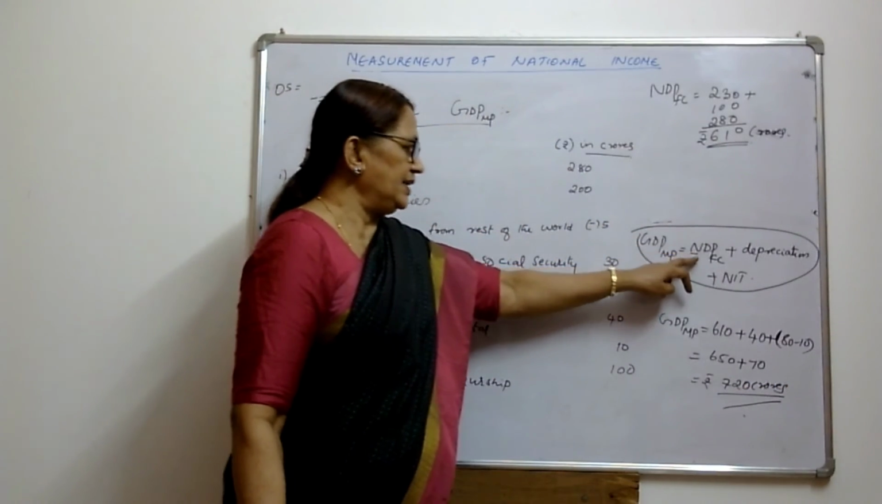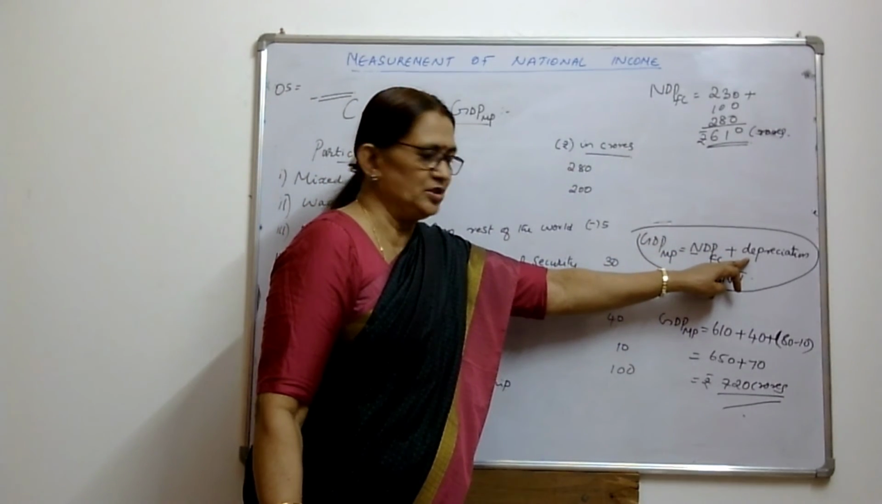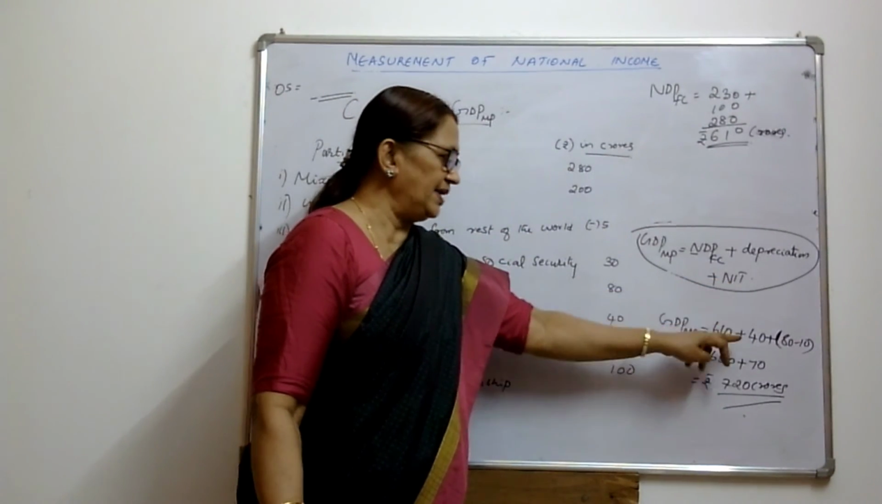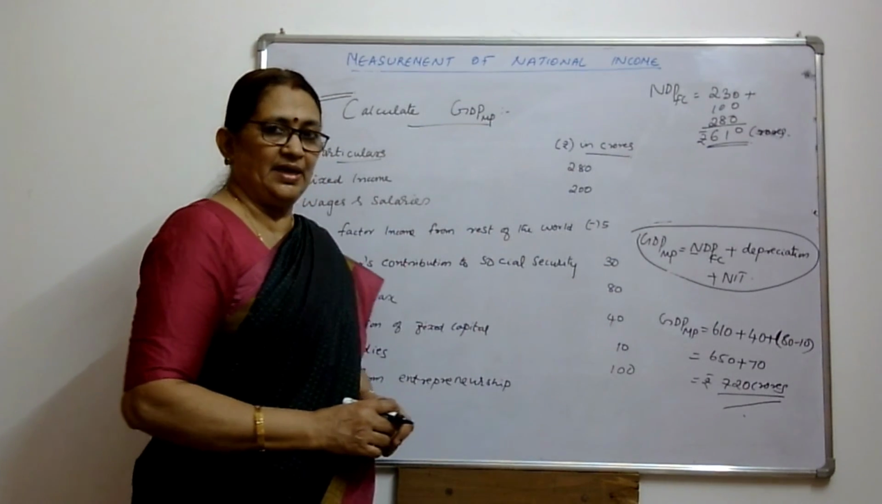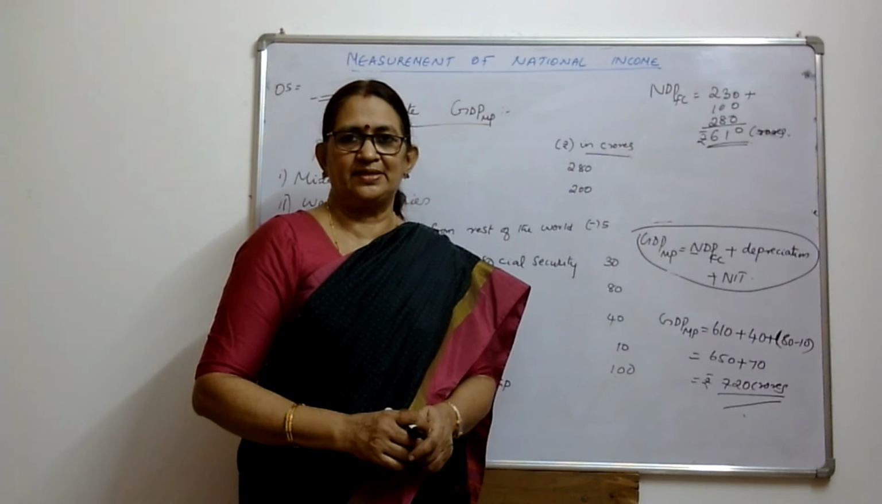So the net concept becomes gross by adding depreciation, otherwise consumption of fixed capital, plus net indirect tax. Indirect tax minus subsidy, 80 minus 10, is 70. So 720 crores is GDP at market price.